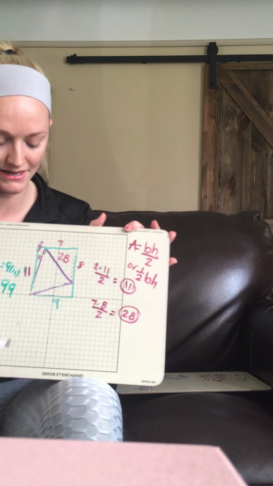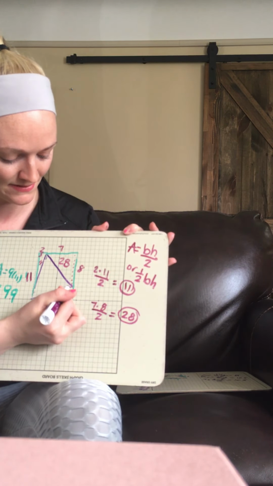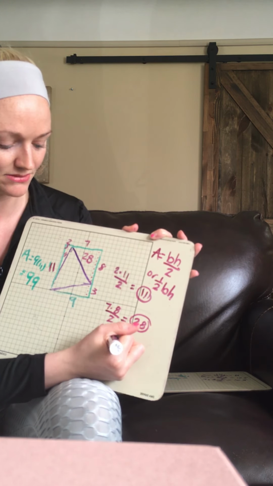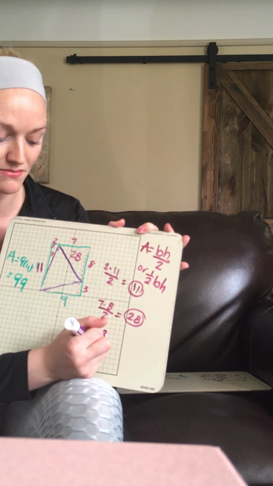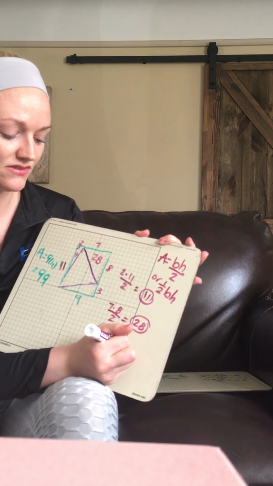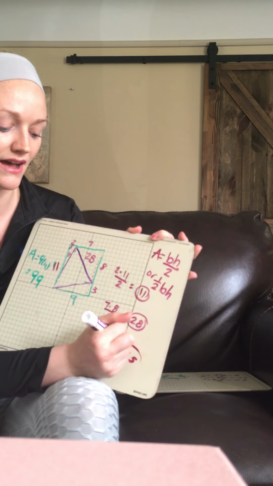And then my last triangle down here, we already know that's 9. 1, 2, 3. 9 by 3. So again, base times height, 9 times 3 divided by 2. 9 times 3 is 27. 27 divided by 2 is 13.5.